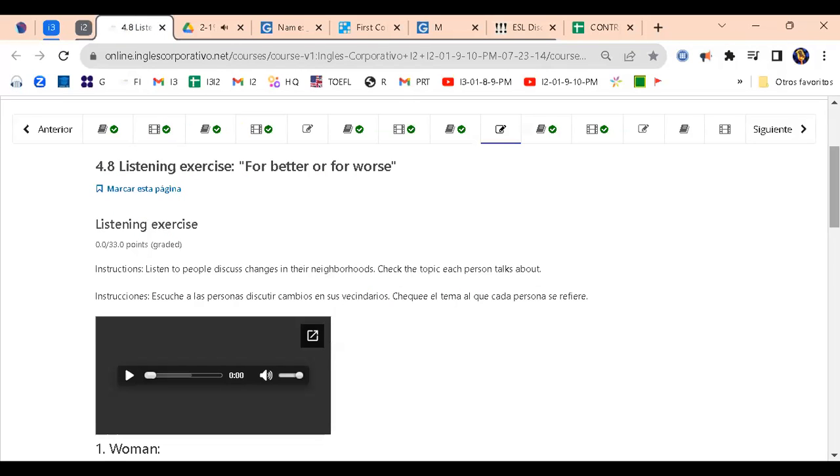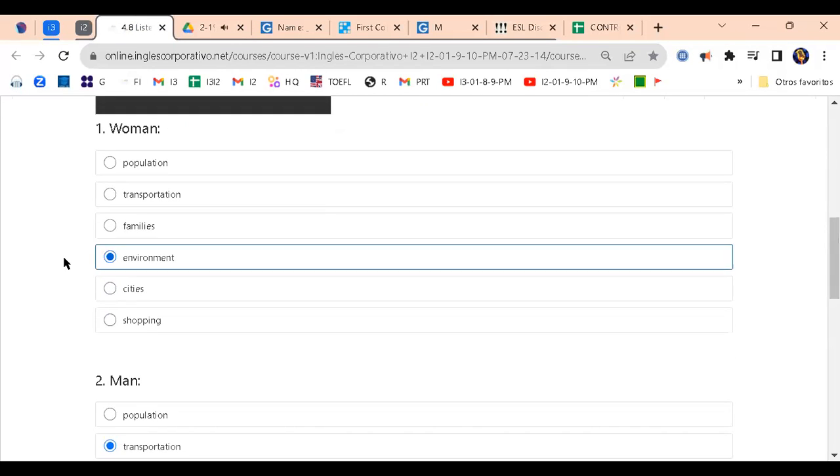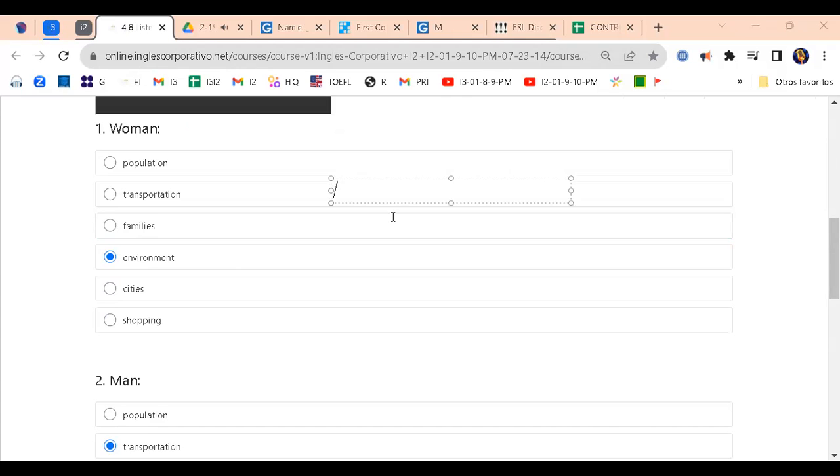Listen to people discuss changes. Check the topic each person talks about. 1. How long have you been living here? Oh, for over 20 years. And have you noticed a lot of changes during that time? Oh, yes, quite a few. This is a much nicer place to live now than it used to be. It's much greener. When I first moved here, there weren't many trees around. But over the last few years, the city has planted trees everywhere. It's made such a difference.